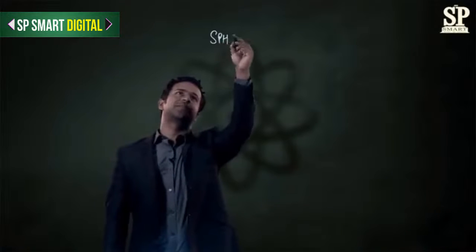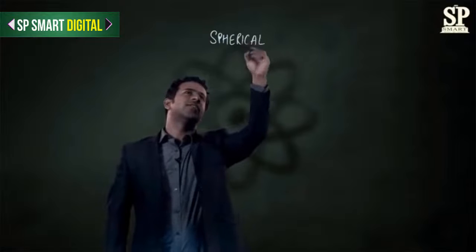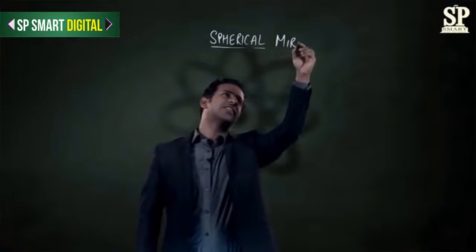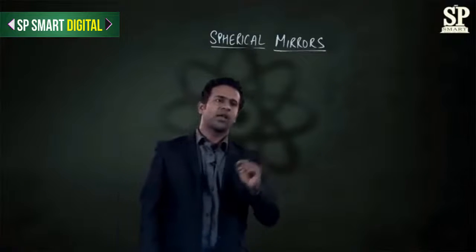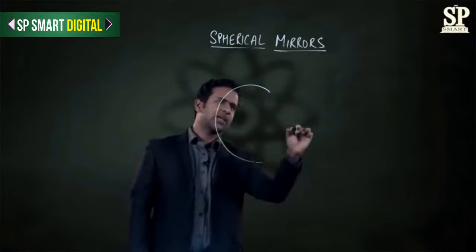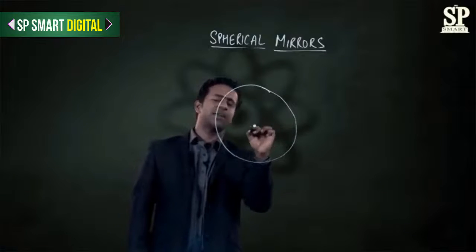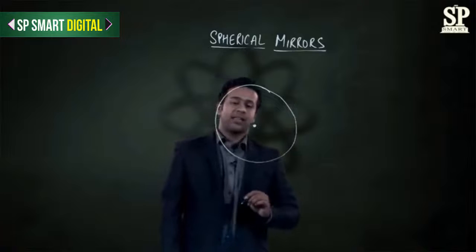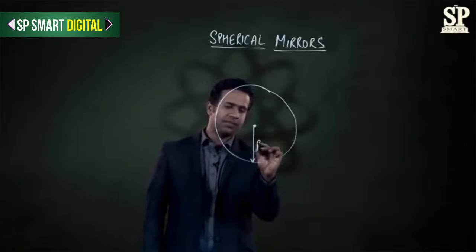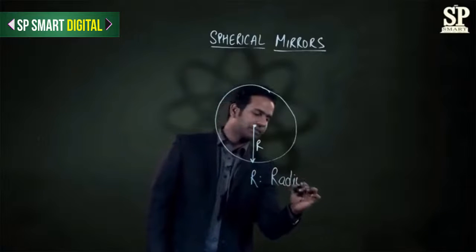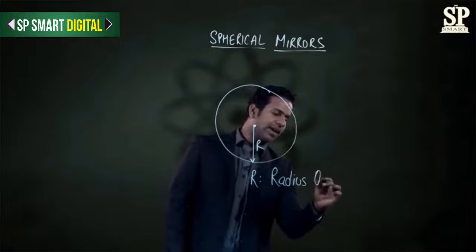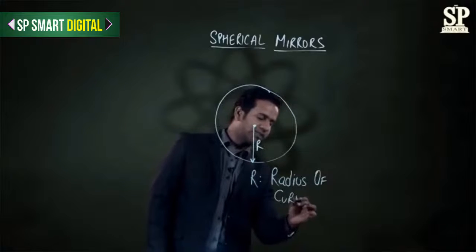Hello again. Now that we understand plane mirrors, let's turn our attention to spherical mirrors. Spherical mirrors are mirrors which are cut out from a sphere. So let's first draw a sphere. Let's say this is a sphere made of glass. The radius of this sphere R is called the radius of curvature. So R is the radius of curvature.